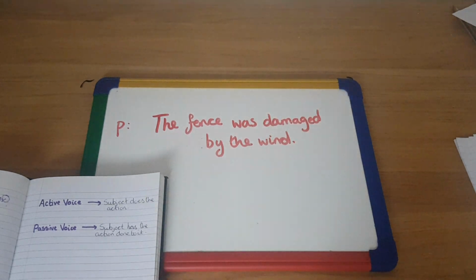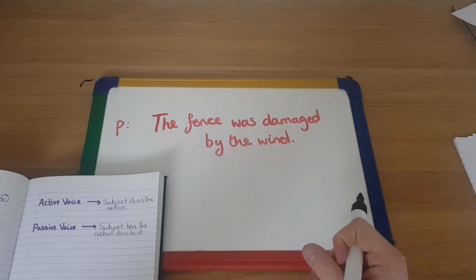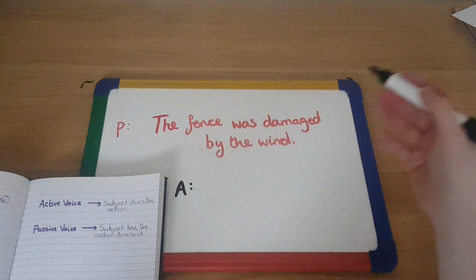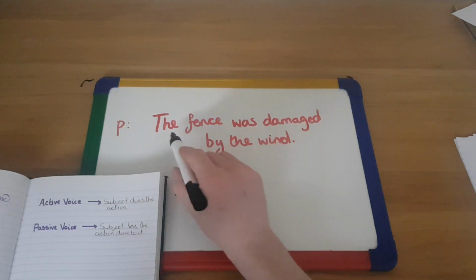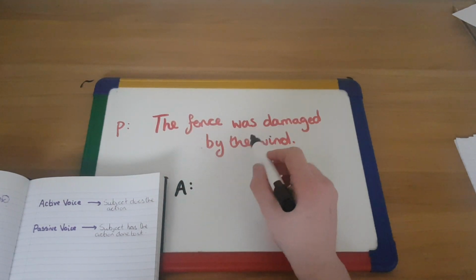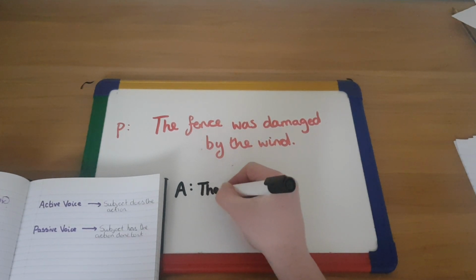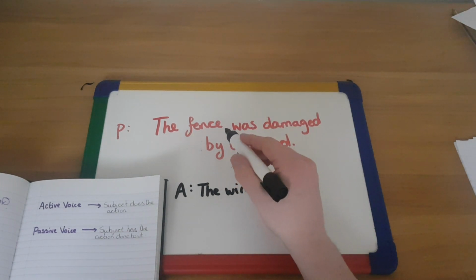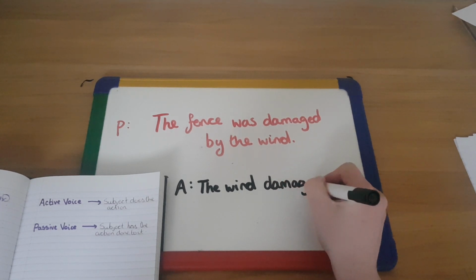So in SATs, it might give you a sentence like that, and it might even say, rewrite it as an active sentence. So it even told you that it's a passive sentence because it's saying rewrite it as an active sentence. So I've got to think, this is having the action done to it. So what is doing the action? Well, the wind is doing the action, isn't it? So I need to start with that as the subject. The wind. And what is the wind doing? It is damaging the fence. So the wind damaged, past tense, the wind damaged the fence.